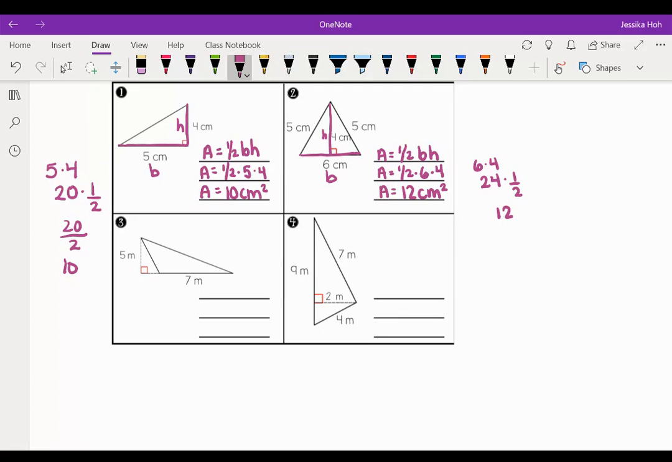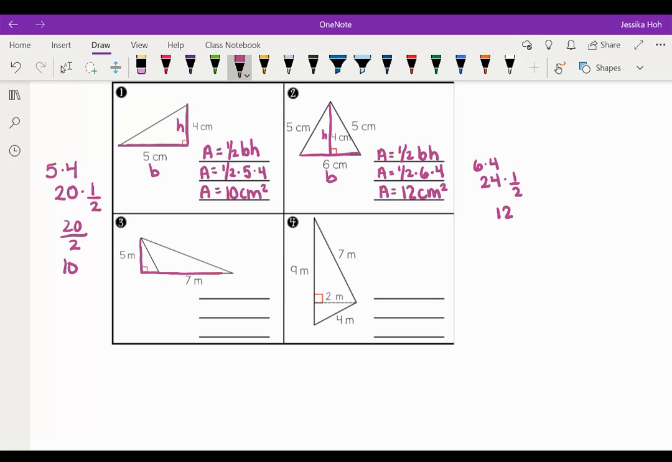Number 3, this is this weird looking one that they had to draw a little extra. So here is my height, and here is my base. So when it's talking about my base, it's actually stopping right here. It's not continuing with the dotted line. That is just for guidance to figure out what the height was.